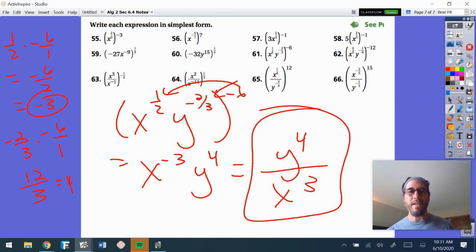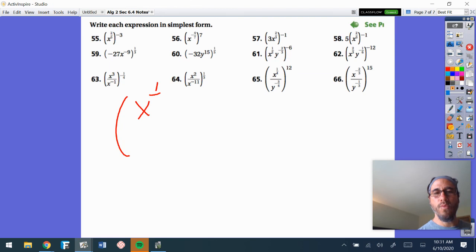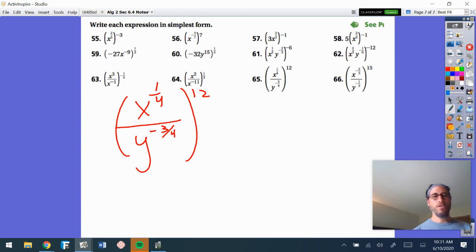Now, you might be saying, Mr. T, what do we do if it's division? Well, okay. If it's division, then what we do is the same thing as multiplication. We share it to everything that's on the inside. So let's go ahead. We'll do the 2 toughest ones, which would be 65 and 66. All right, so we have x to the 1/4 over y to the -3/4. Can we raise that to the 12th power? So remember, let's just share that to both of those. That's a power to a power.